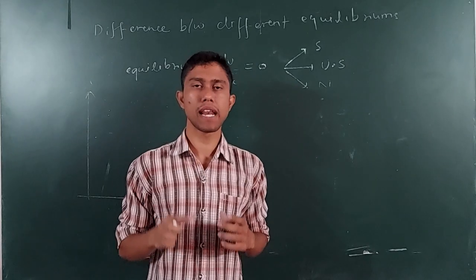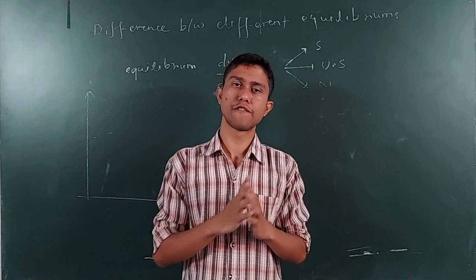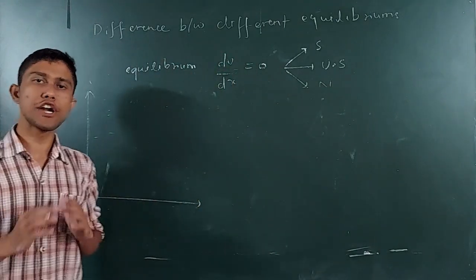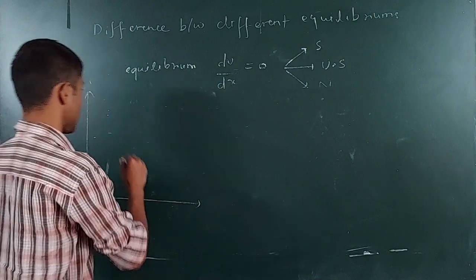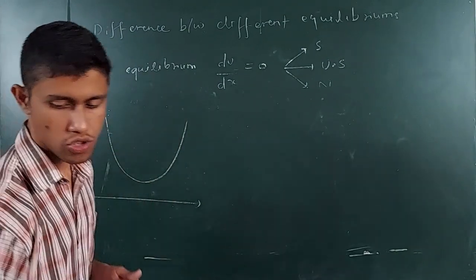Okay. Now for stable equilibrium. First I take the example of a stable equilibrium. Now we are going to learn how stable equilibrium is different from all other equilibriums. So now I will draw a graph of stable equilibrium. The graph of stable equilibrium is in this way. Okay. So I will draw a bigger graph.